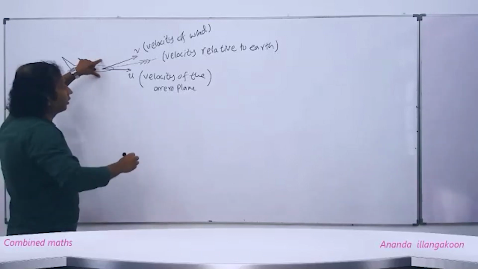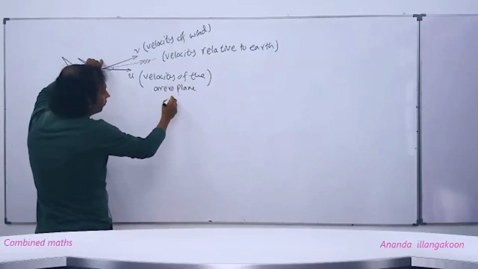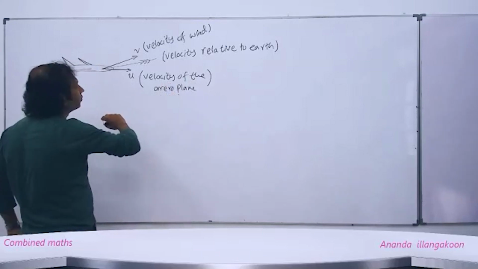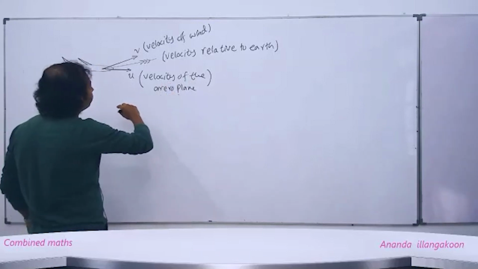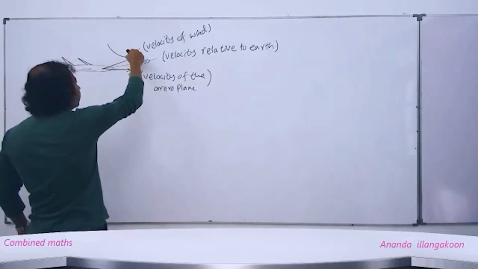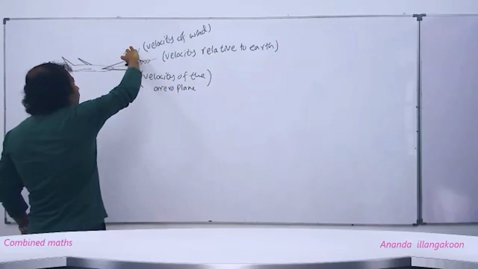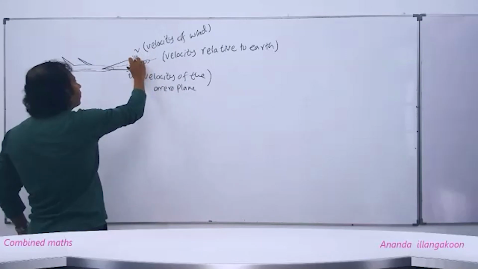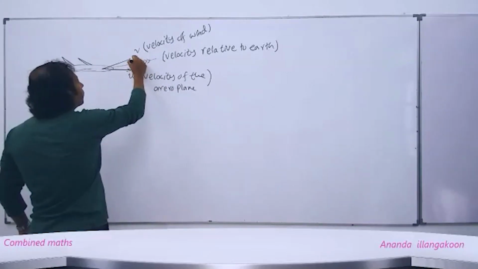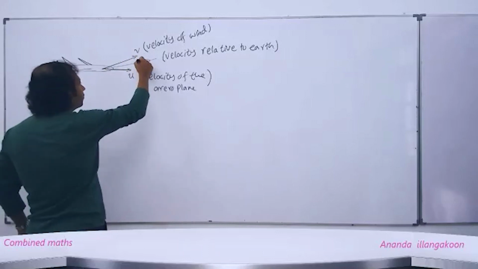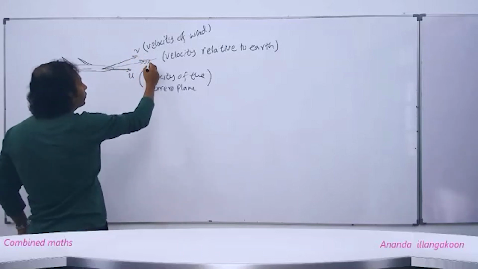Right, we will draw this diagram. This velocity equals this resultant velocity.